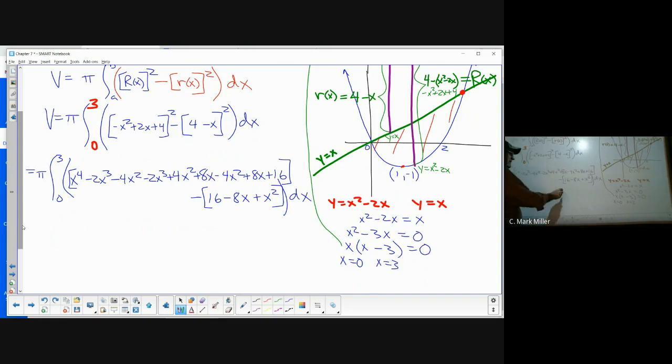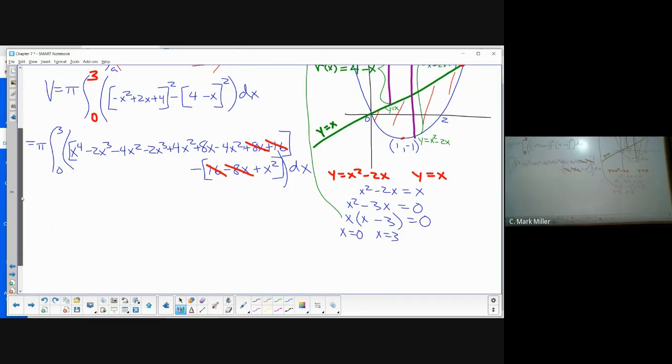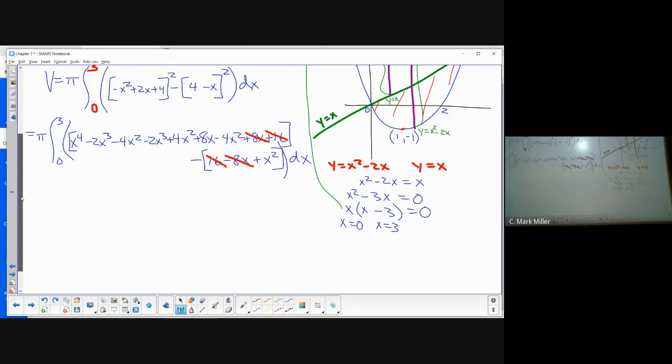Once again, we got some stuff that cancels. 16, that's a minus 16, that's a plus 16. There's a minus 8x, there's a plus 8x. All right? What is that going to give us? Same thing we did before. We have to integrate now. All right, let's combine terms.